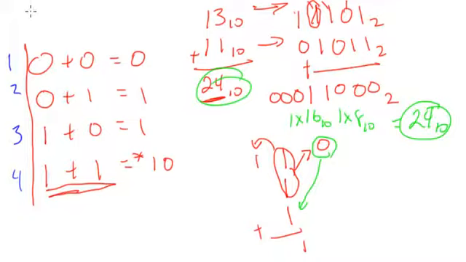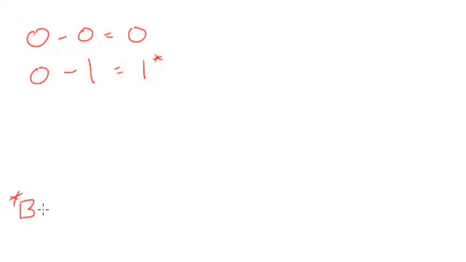So let's do some subtraction. Just like with addition, there are some rules for subtraction as well. For 0 minus 0, we get 0. And for 0 minus 1, we get 1, but with a caveat. The caveat is that you need to borrow from the left number, from the leftmost one.